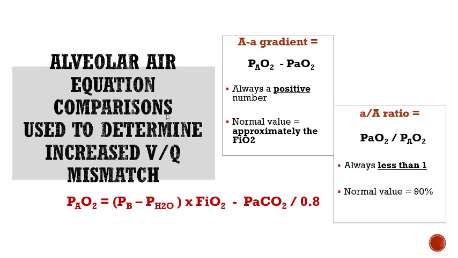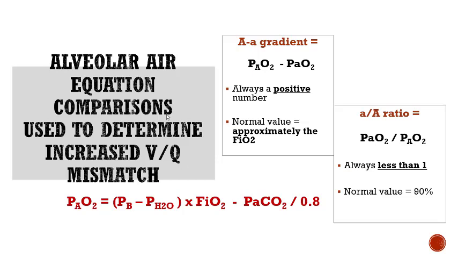So we talked a little bit about how because of VQ mismatch and regional differences in the lungs, the amount of oxygen that we have in our lungs never fully diffuses into our arteries. So we call that the AA gradient. So we're looking at the pressure of alveolar oxygen compared to the pressure of arterial oxygen. Okay, and there's always going to be a normal difference there, but if that difference starts to get too large, then we're concerned about an increased VQ mismatch.